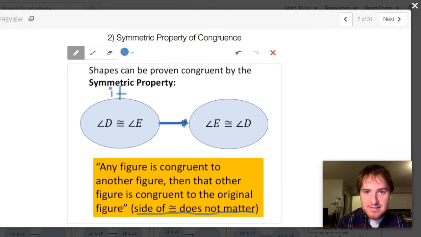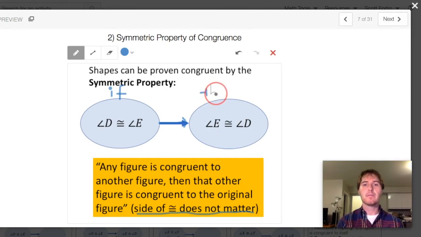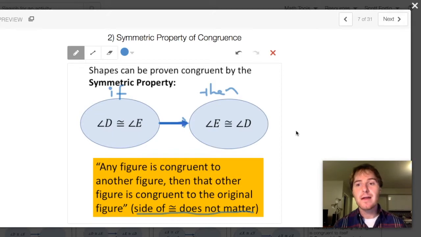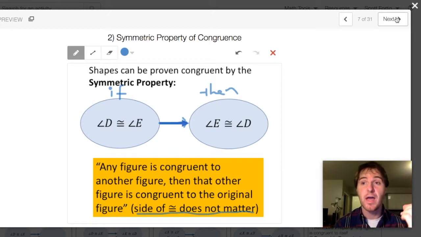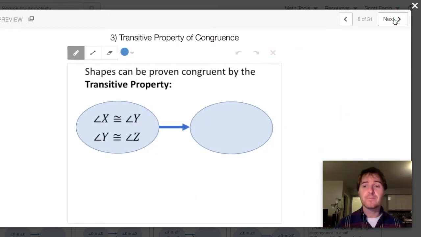and then here, this tells us that we're going to read this arrow as if-then. If angle D is congruent to angle E, then we can make the conclusion that angle E is congruent to angle D. If you ever need to do that, you're using the symmetric property to justify, as your reason, to prove something else. You're not really going to have to worry about that. That's not going to come up too much. All right, here we go.